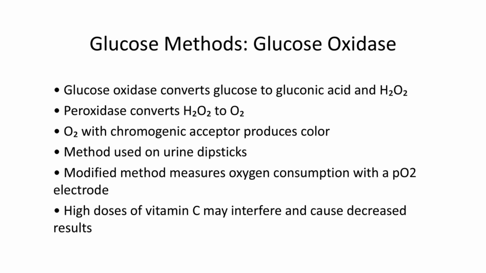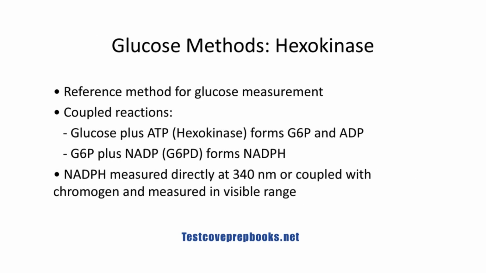A modified version measures oxygen consumption using a partial pressure oxygen electrode. However, very high doses of vitamin C, also called ascorbic acid, can interfere with this test and cause falsely decreased results. The second method is the Hexokinase Method, which is considered the reference method for glucose measurement.